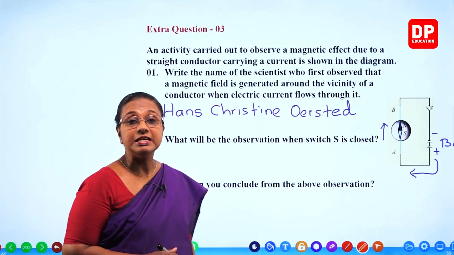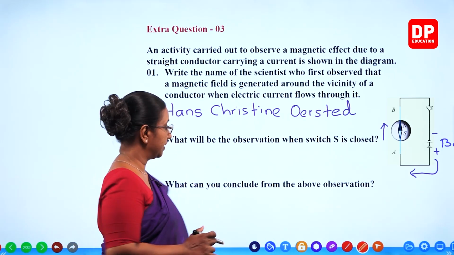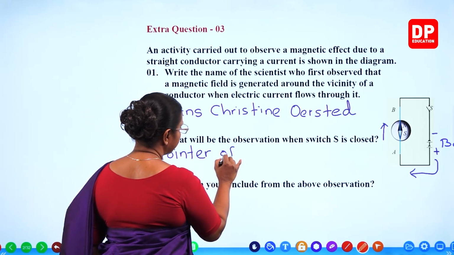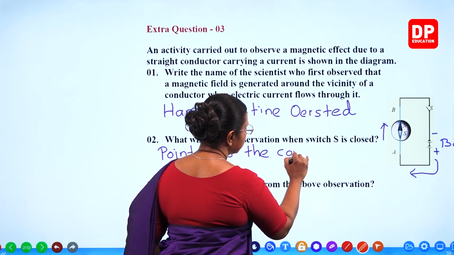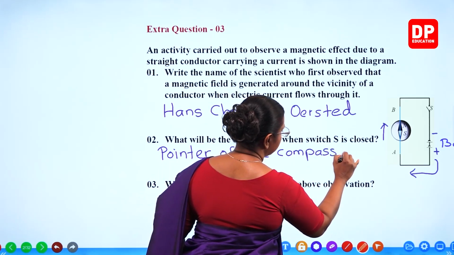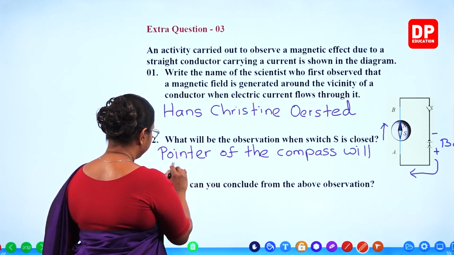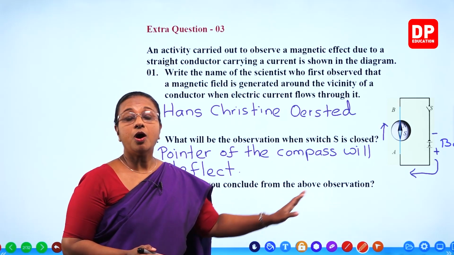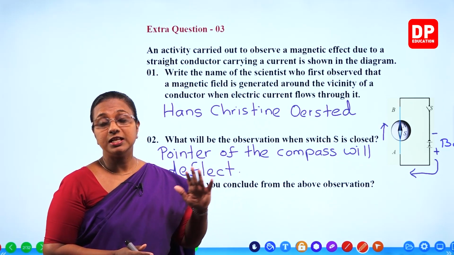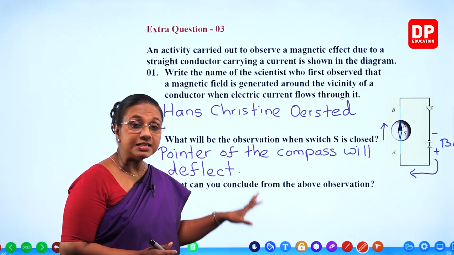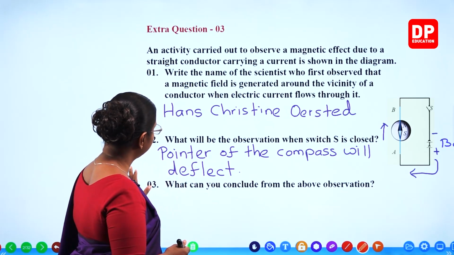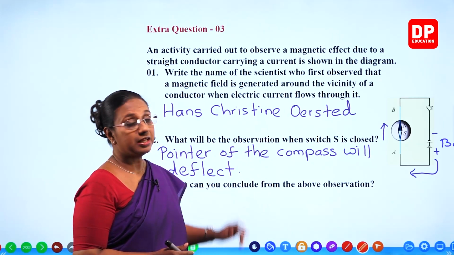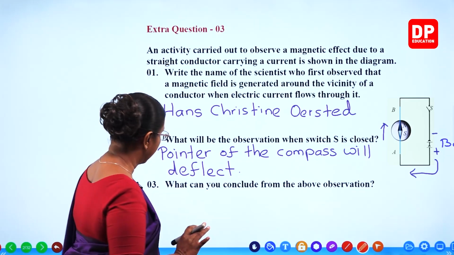You will observe a deflection in the pointer of the compass. Pointer of the compass will deflect. So here, since it is the observation of the activity, we don't really need to specify the direction unless they ask you for that. So if you write pointer of the compass will deflect, or you can say there will be deflection in the pointer of the compass, that's more than enough.